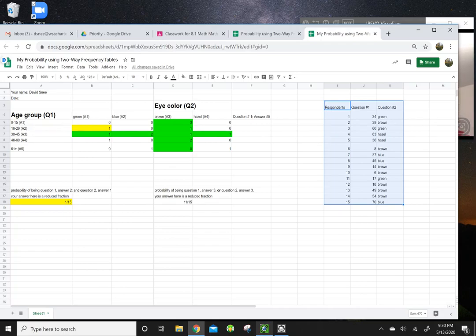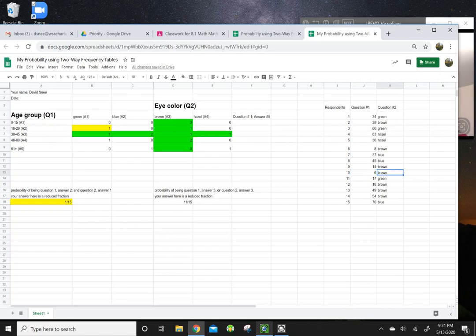Now, when you get all this data over here on the table, what I did was for green eyes and 0 to 15, I went over to my table, and green eyes 34, that's not in that age group. Green eyes 60, not in that age group. I could also look at the age group. I could look at 0 to 15. Hey, that's 0 to 15. Not green. That's 0 to 15, not green. 0 to 15, not green.